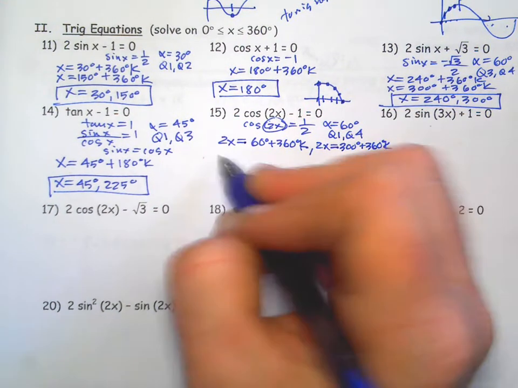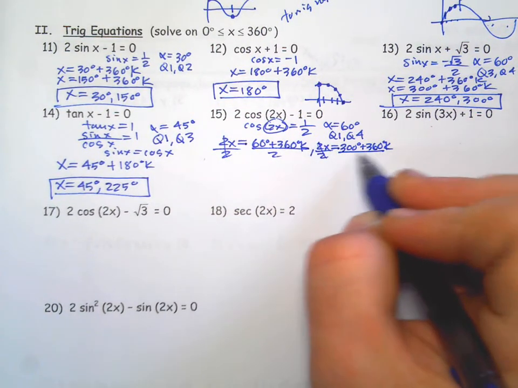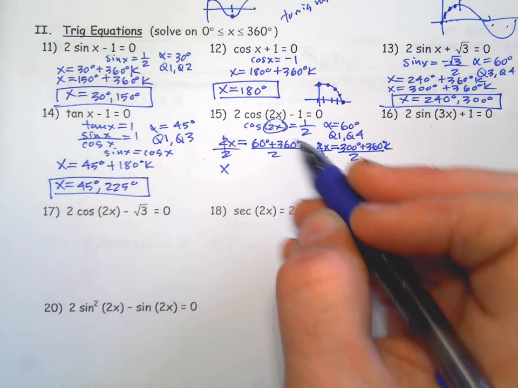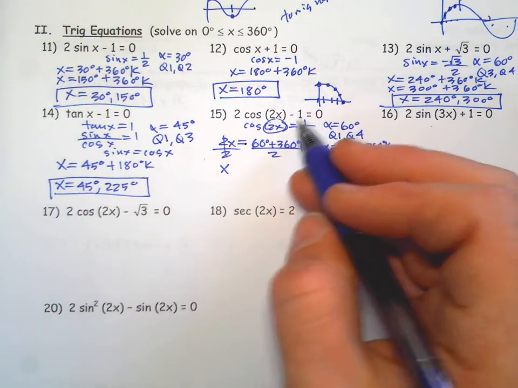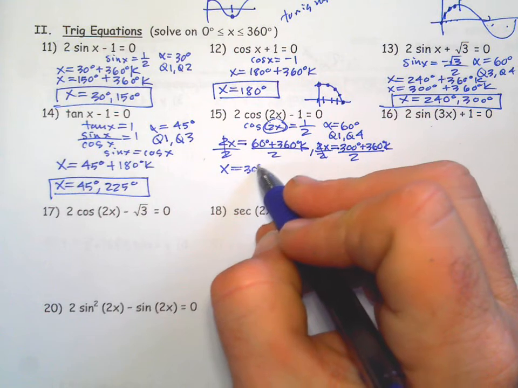And then I'm going to divide everything by 2, including the period. And we're going to actually end up getting double the answers we usually get. Usually you get 2 answers, you can get 4. You should expect to get 4. If you don't get 4, you should be worried.